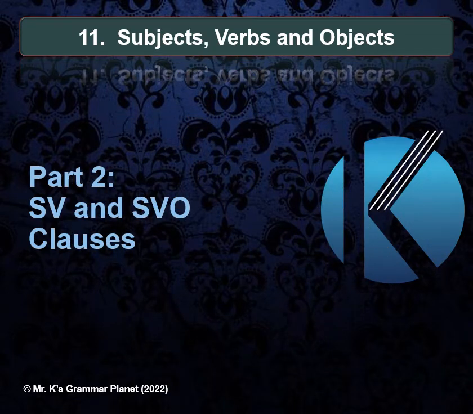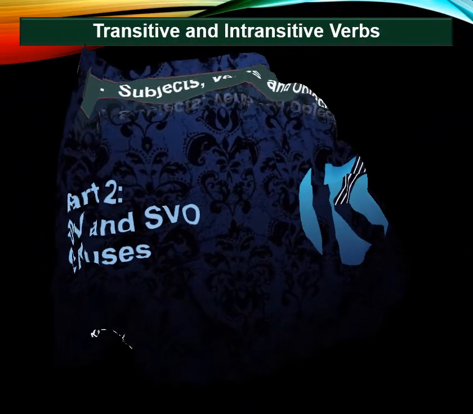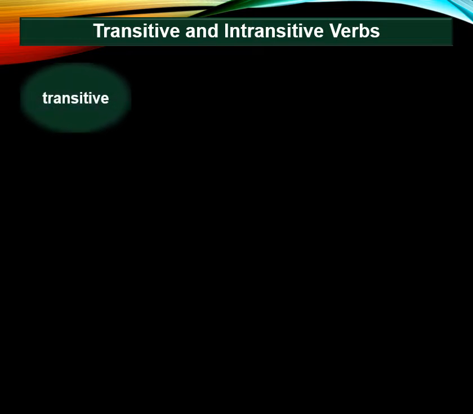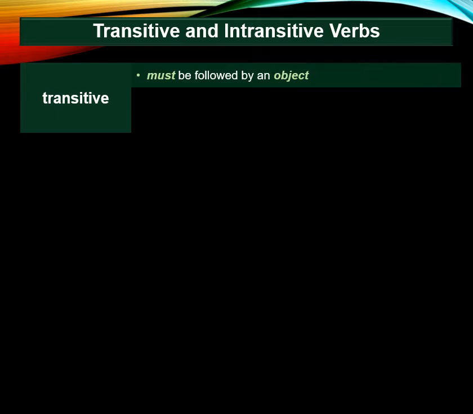Now let's go over the main points of part 2. SV and SVO clauses. First, we have to talk about 2 kinds of verbs, transitive and intransitive. So what is a transitive verb? A transitive verb must be followed by an object, always 100%.